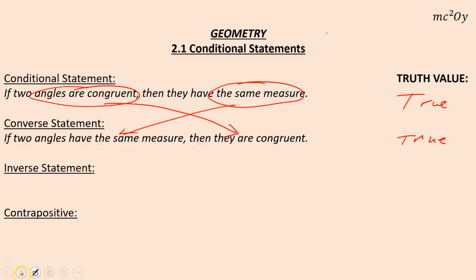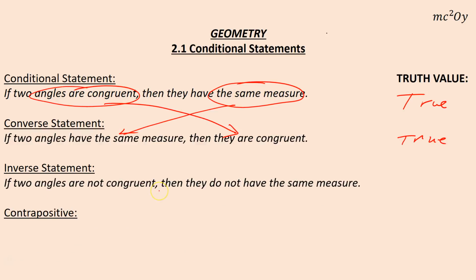Okay, well, let's go ahead and move on. If two angles are not congruent, okay, so we're adding not in front of our conditional statement, then they do not have the same measure. Now this inverse statement really ties to our converse. Even though it looks a lot like the conditional, think of our converse. It's true. It's saying if two angles have the same measure, then they are congruent, which really means if they're not congruent, then they don't have the same measure, and that's what this is saying. If the angles are not congruent, then they don't have the same measure. It's just another way of saying your converse statement, even though it looks like your conditional statement.